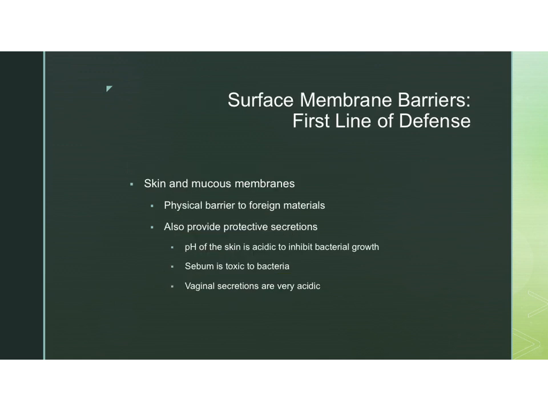Your skin and your mucous membranes provide a physical barrier to foreign materials, and they can also provide protective secretions. So for example, the pH, or the kind of acidity or basicity of your skin, it's actually acidic, and that inhibits bacterial growth. So you have bacteria on your skin, but your skin is able to limit the amount of bacteria by being slightly acidic. You also have sebum that's produced by your sebaceous glands, and that's toxic to bacteria, so they are not able to survive those encounters. And then in women, vaginal secretions are very acidic, which also prevents the growth of a lot of pathogens like bacteria.